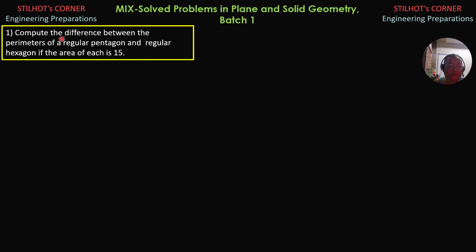The first one is compute the difference between the perimeters of a regular pentagon and regular hexagon if the area of each is 15 square units. There are so many formulas for the area of a regular pentagon. We have it in terms of the radius of the circumscribing circle, in terms of the apothem, in terms of the side E, in terms of perimeter. In terms of the perimeter, I want you to derive this. You look at the principles and the derivations of these formulas. If you can derive the formula, then you can easily remember it.